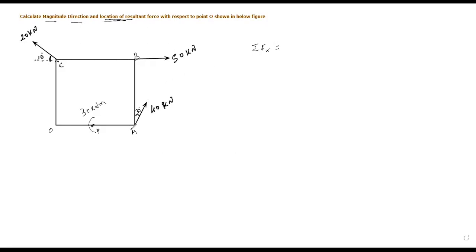What is sigma fx? We need to resolve this 40 kilonewton load in x and y direction. Yes or no? Now tell me, 40 kilonewton load will make an angle with which axis? Can anyone tell me in chat box? Okay, good. So now tell me, what is your y component and what is your x component? Which will go with cos and which with sin? Tell me in chat box.